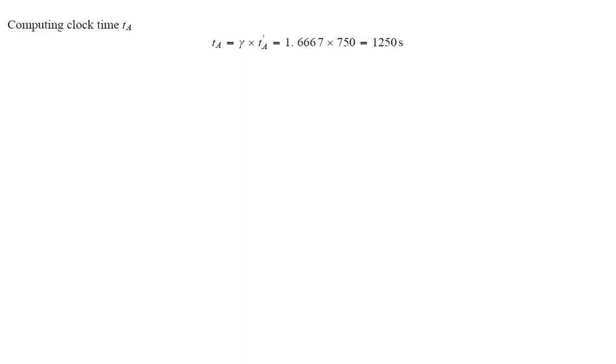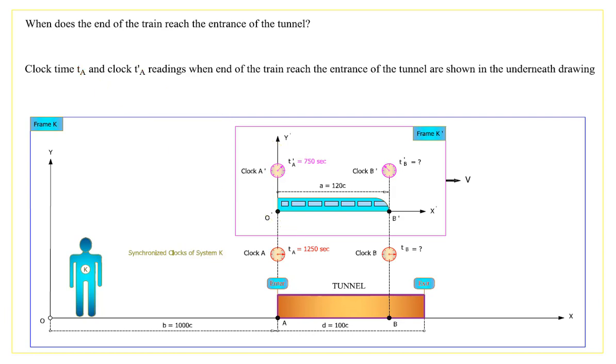seconds. Computing clock time ta equals 1250 seconds. Clock time ta and clock t prime a readings when the end of the train reaches the entrance of the tunnel are shown in the underneath drawing.